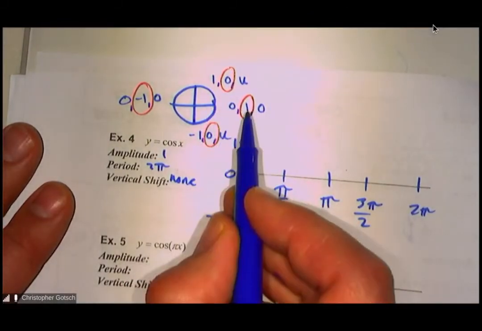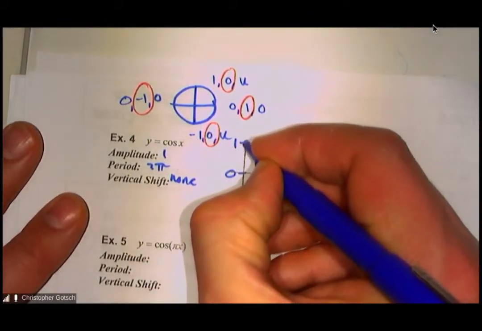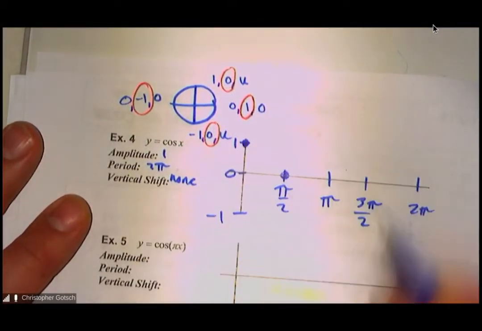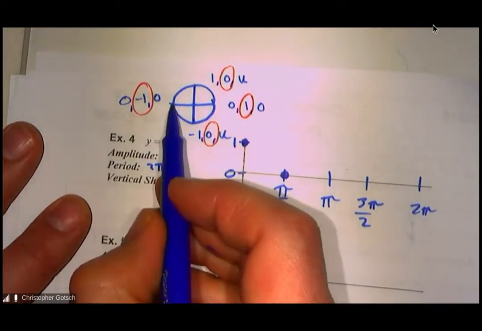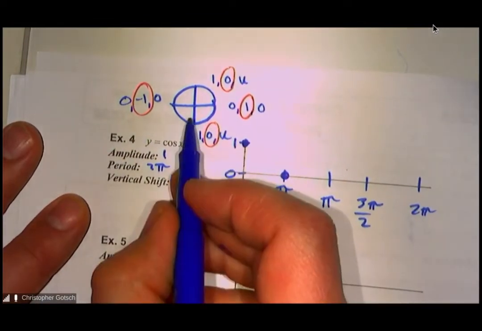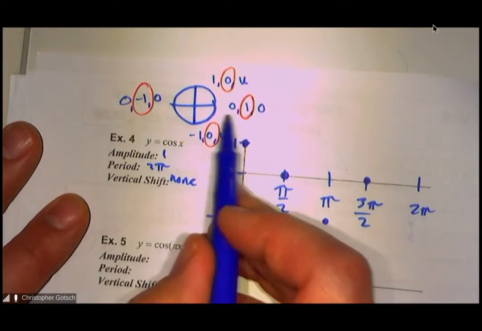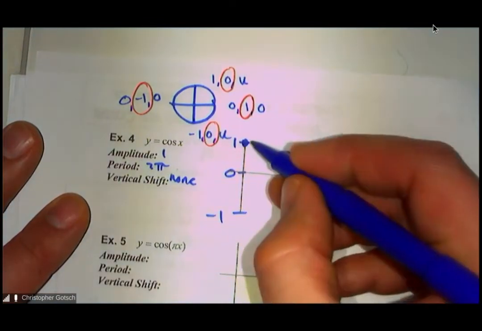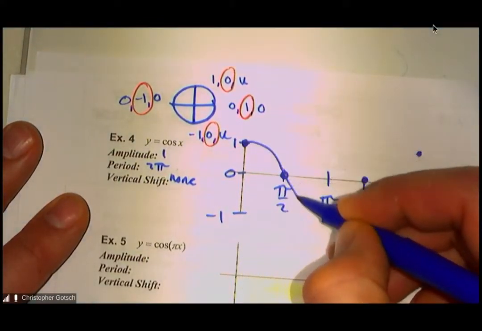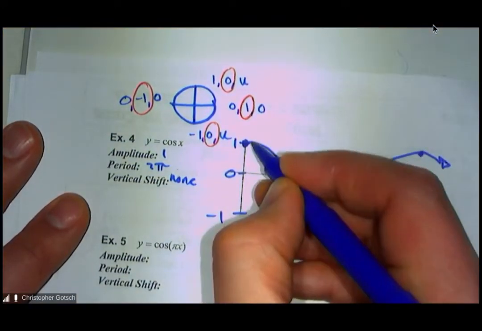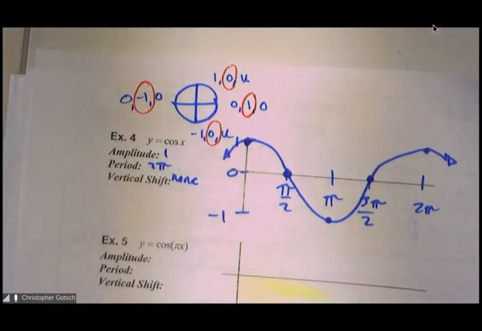At 0, cosine's 1. So it starts up here. At pi over 2, it drops down to 0. Over here at pi, cosine's negative 1, so it's down here. Then at 3 pi over 2, it's back to 0. And then at 2 pi, brings us back to 1. So the idea is it goes down, it comes up, and it comes up right here. All right. And that's a basic idea of what cosine looks like. And then again, it's replicated over and over and over.